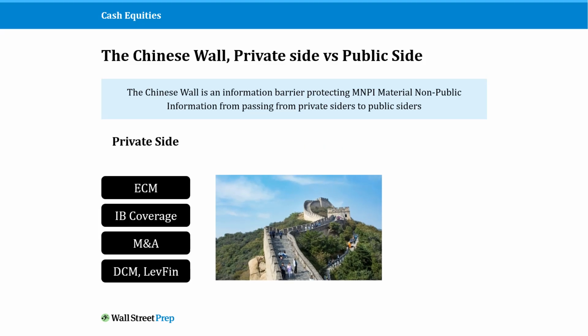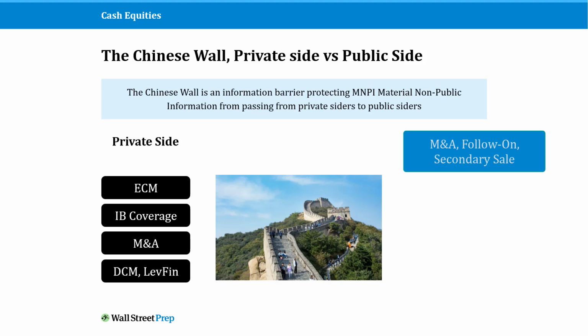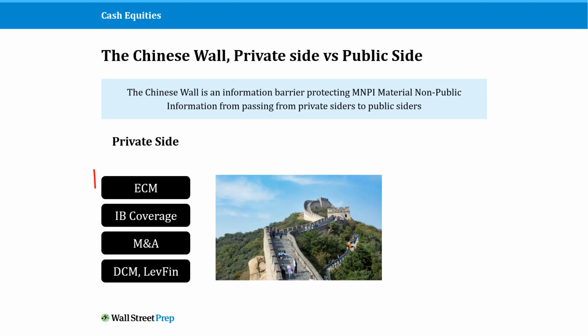On one side of the Chinese wall is the private siders. That side will have significant market-moving, non-public information on M&A, follow-on transactions, and insider investor sales. ECM, investment banking, and M&A, and their equivalents on the debt side, DCM and leverage finance, sit on that side of the Chinese wall.